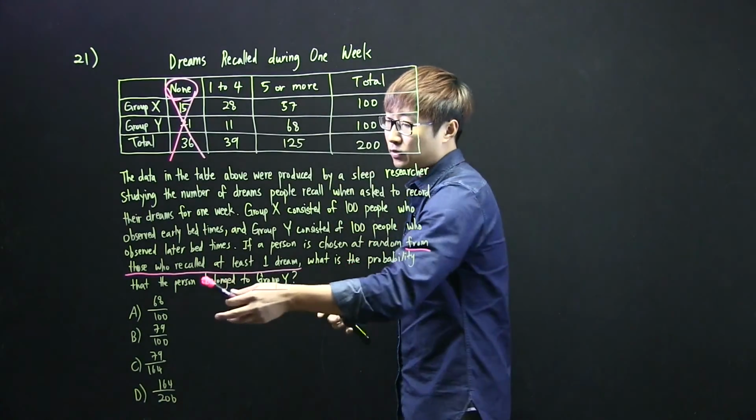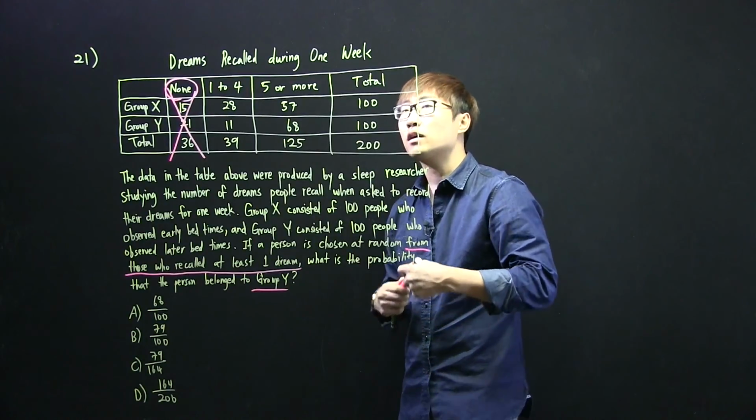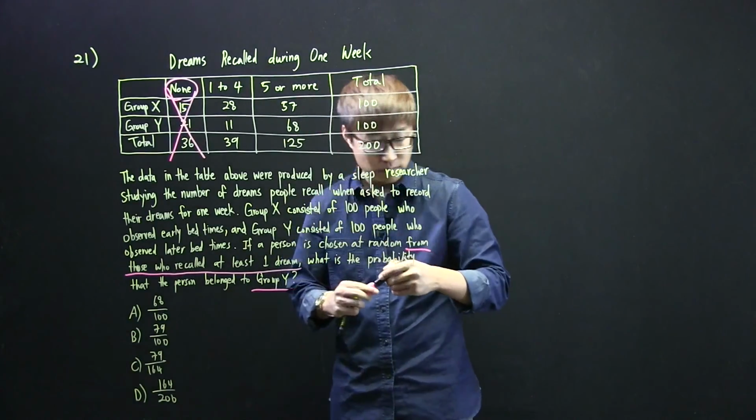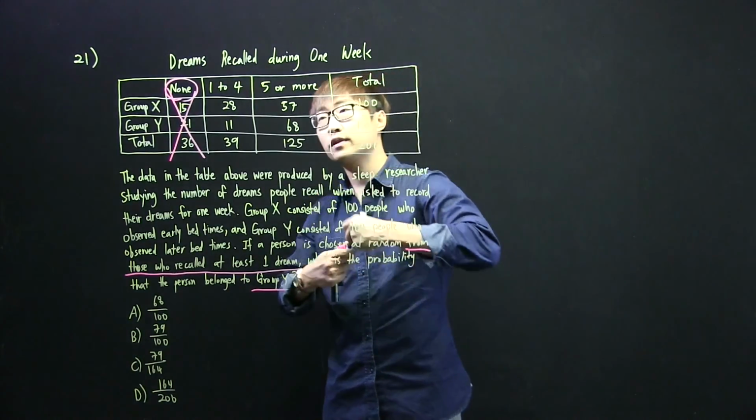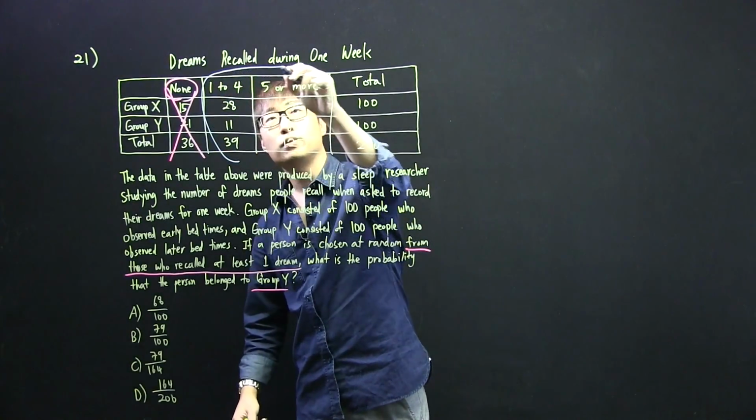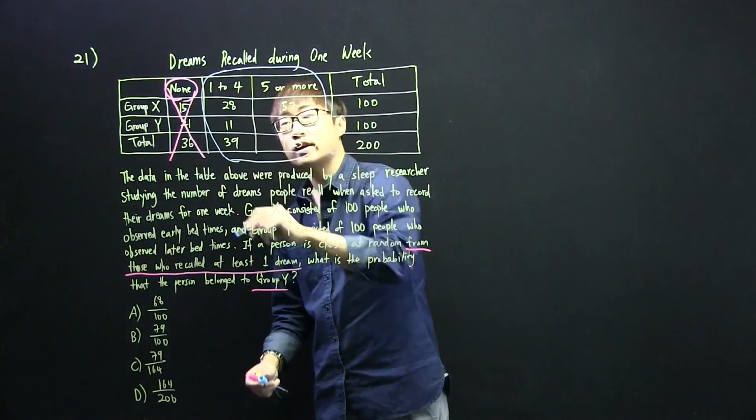What is the probability that a person belongs to group Y? So we are going to count all these people, right? Let me use a different color. We will count all these people. These people are what we're going to be looking at.